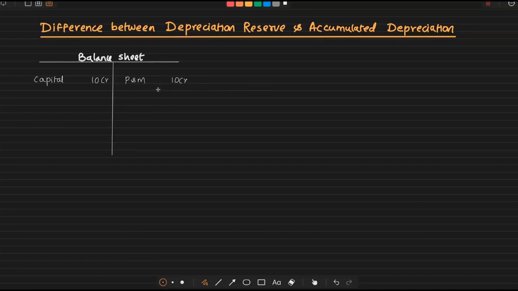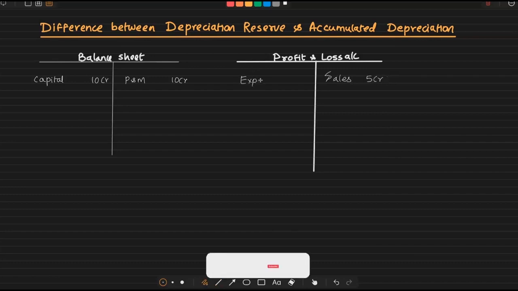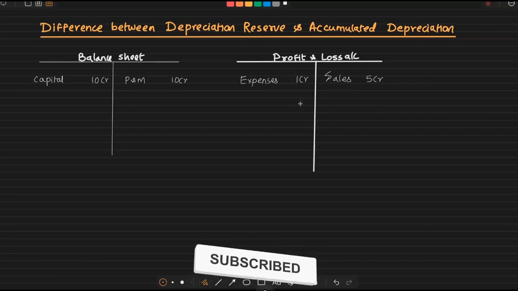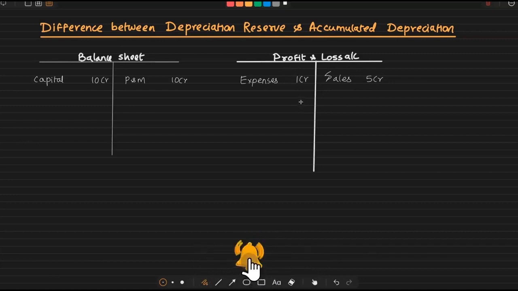I use this plant and machinery so effectively that I was able to make some sales. So let me prepare my P&L account also here. In the first year, I was able to achieve, let's say, sales of 5 crore. And for achieving the sales, I have incurred some expenses, let's say expense of 1 crore. Now, if I compare the sales of 5 crore with expense of 1 crore, I will get a feeling that I have a profit of 4 crore.